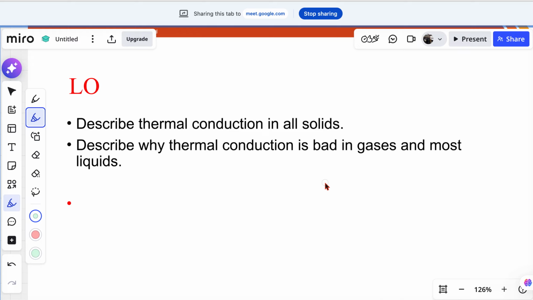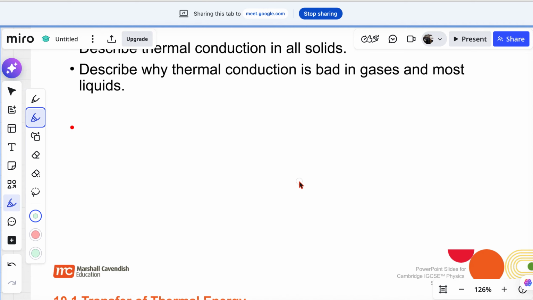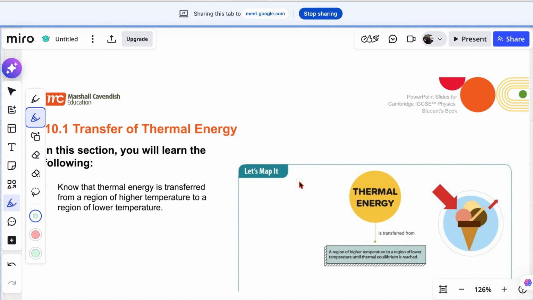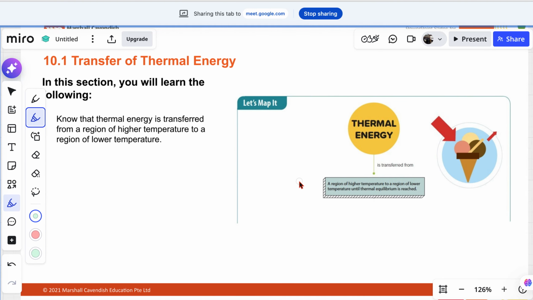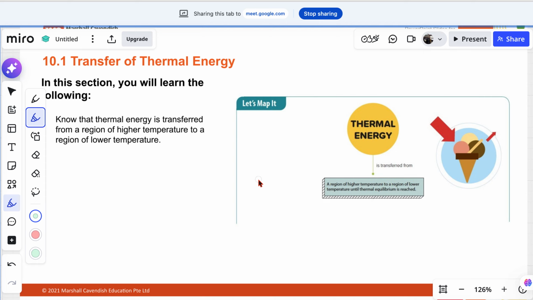Here are some learning objectives. One is to describe thermal conduction in solids, and the other is to describe why thermal conduction is bad in gases and liquids. Now, quickly, let's take an overview of what we have. 10.1 is the transfer of thermal energy, where we look at heat transfer in solids. In 10.2, we look at heat transfer in liquids and gases.